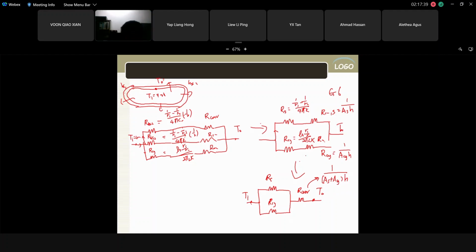Yes, doctor. Any question? If you understand this concept, then any question we can solve, no problem. If you understand the concept of how to construct this circuit diagram, then any kind of question you can solve, no problem.